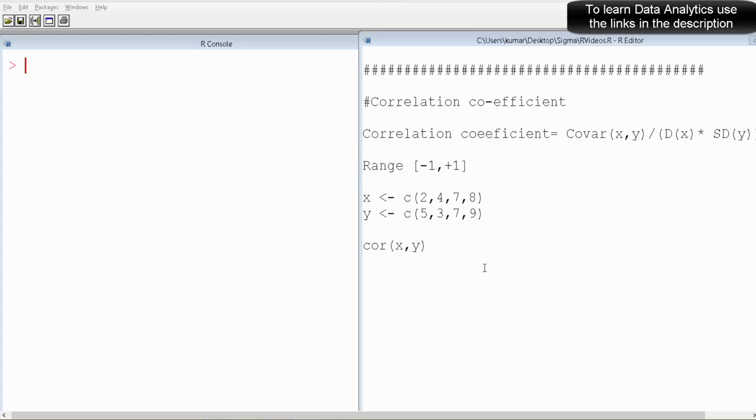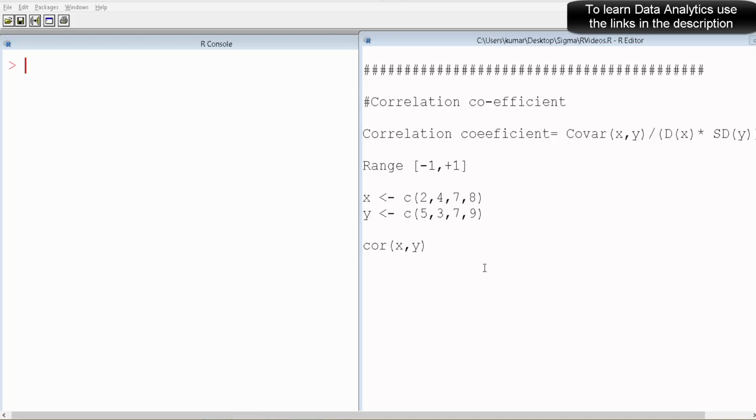In this video, I'm going to show you how to get the correlation coefficient of two numerical variables in R. The correlation coefficient measures the strength of the relationship between two numerical variables, and it could be a negative relationship or a positive relationship. It can be a negative number or a positive number. It lies between -1 and +1.